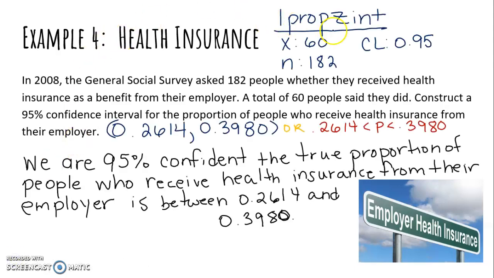Okay, so we use a 1-PropZInt. Again, X is 60, N is 182, confidence level is 0.95. We get 0.2614 to 0.3980. We are 95% confident the true proportion of people who receive health insurance from their employer is between 0.2614 and 0.3980.